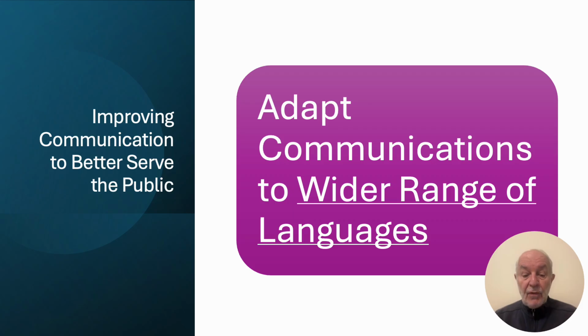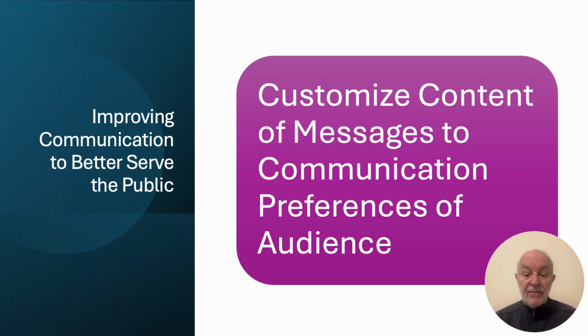First of all, in terms of improving communication to better serve the public, as I think many of you know, one can adapt communications now to a much wider range of languages, since, of course, in this country, many people speak many different languages. Further, the issue of customizing content of messages to communication preferences of the audiences is really key. As we all know, the rise of social media and many other forms of communication have changed the way in which younger generations particularly access information. Therefore, artificial intelligence may help in customizing these messages to different ways of communicating.